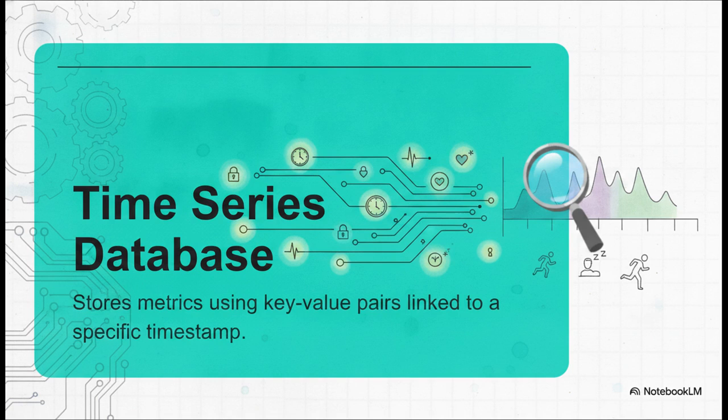A time series database stores metrics by pairing key-value data, like a server's CPU load, with an exact, highly specific timestamp. So it records that at precisely 10 a.m. and 6 seconds, the CPU utilization was exactly 81%. This is what allows Prometheus to build a flawless historical timeline of your entire system's health.